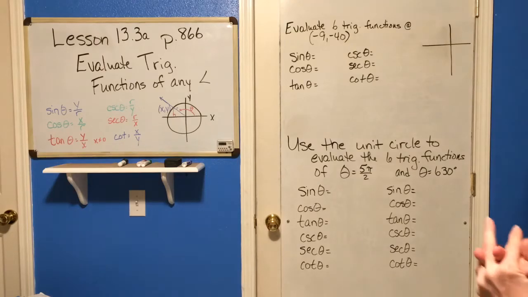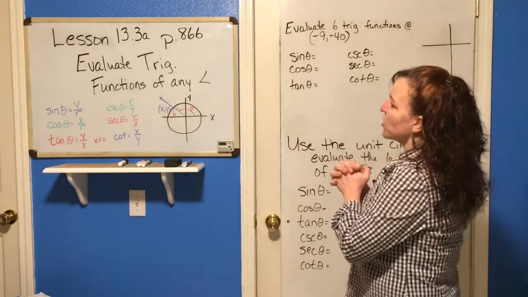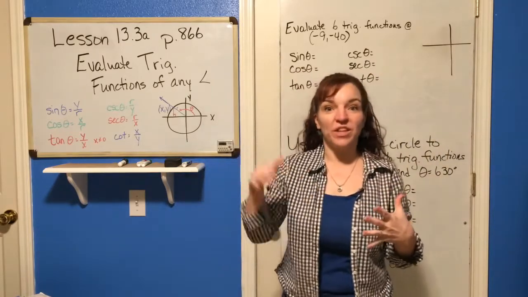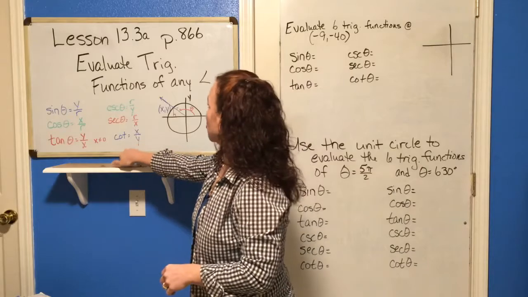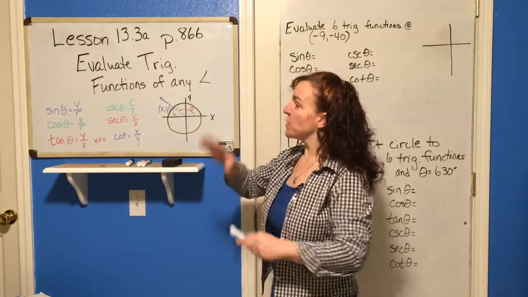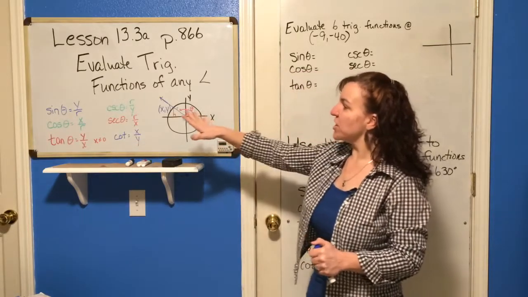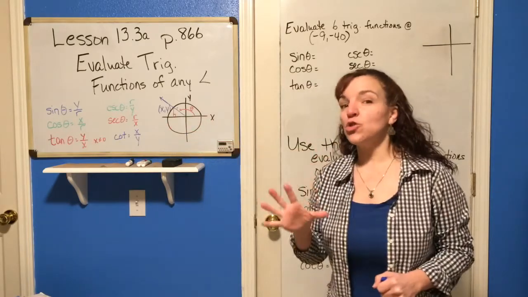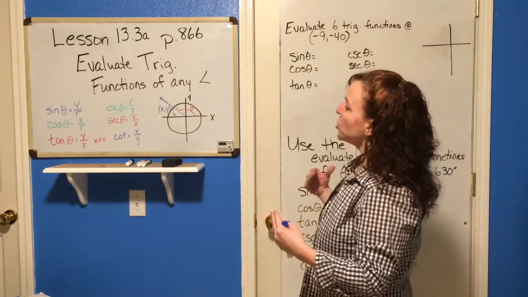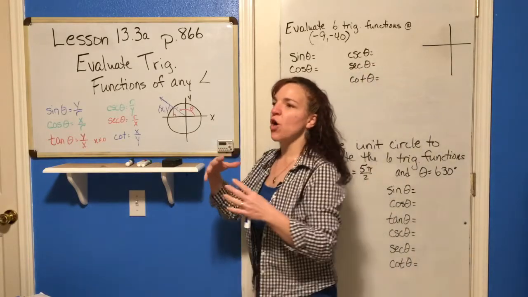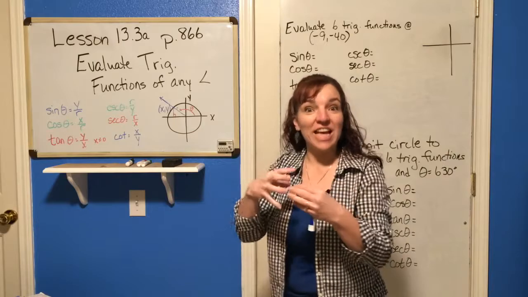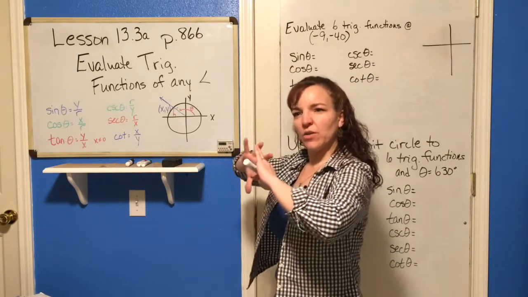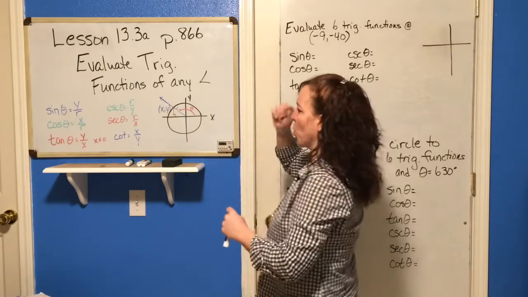Section 13.3, first part of it, evaluating trig functions of any angle. What we're going to use is triangles within a circle in order to determine these trig functions. So we've already determined that the functions are sine, cosine, tangent, cosecant, secant, and cotangent. We've used those trig functions in relation to the sides of triangles. Now let's put that triangle onto a coordinate plane and see how that works.